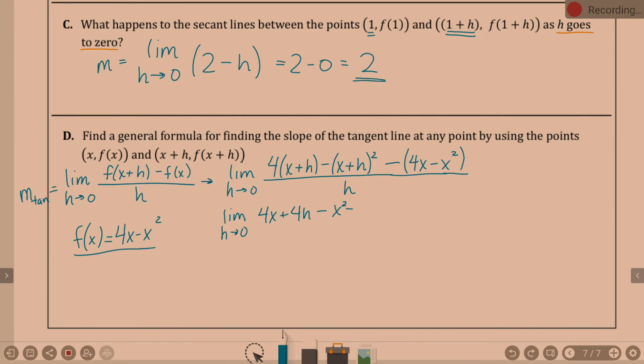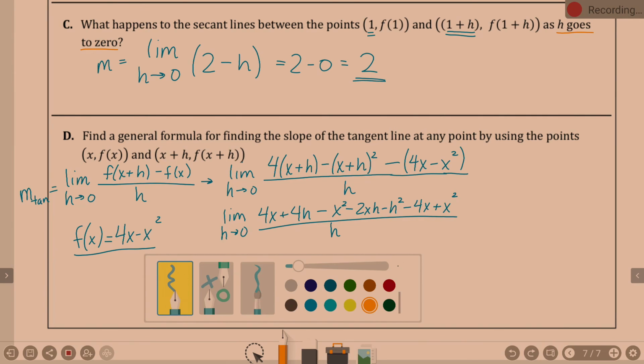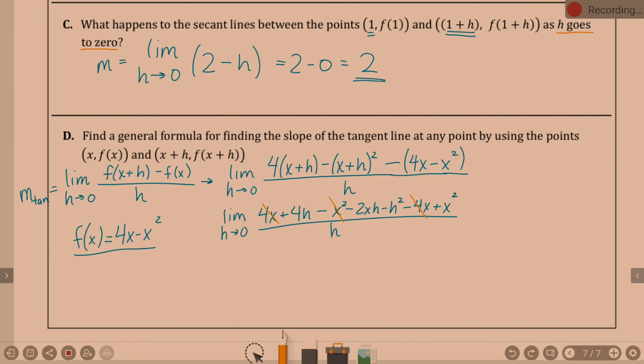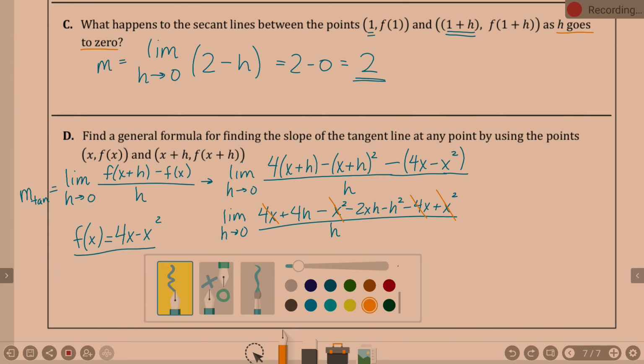You guys, you got the minus x squared, yes? Then your outsides, you've got xh. Your insides, you've got xh. So that is 2xh, but we're going to say minus 2xh and minus the h squared. I'm going to go ahead and distribute this minus. It's minus 4x and plus x squared all over h. Some cool things should be happening here, right? 4x cancels. And x squared. Basically, you should have all h terms left on top.